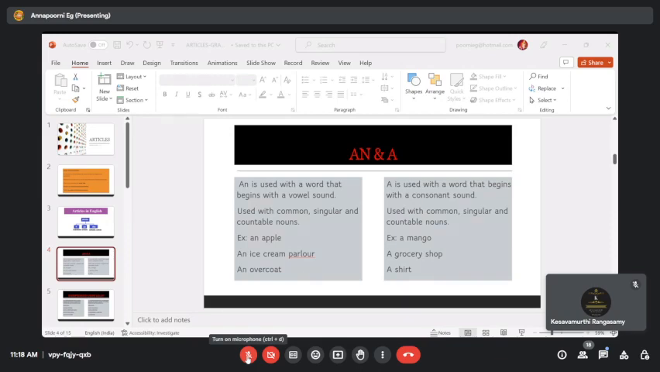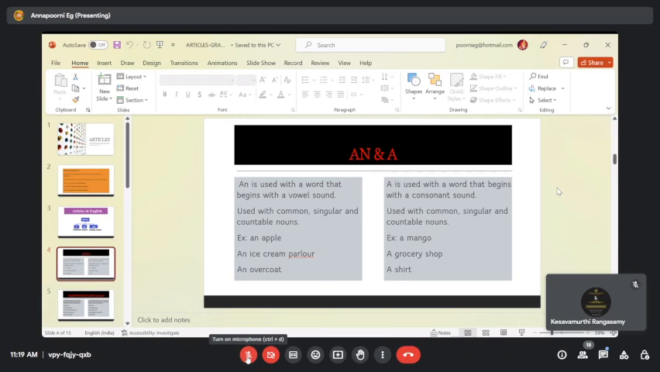Yeah, fine. Okay, so an is generally used with a word that begins with a vowel sound. So what are the five vowels? Aradhana, can you tell the vowels? A, E, I, O, U. Yes, A, E, I, O, and U. So an is used with words that begin with a vowel sound. Here they are saying vowel sound and not vowel alphabet. There is one reason for that. In the next slide, you will understand the reason.